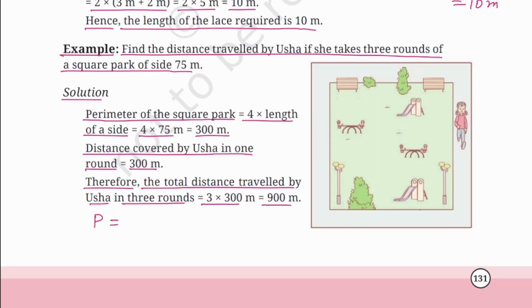You know, perimeter for a square is 4 times its side, that is 4 into 75 is equal to 300 meter. Since Usha takes 3 rounds, so distance traveled will be 3 times P or 3 into 300 or 900 meter.